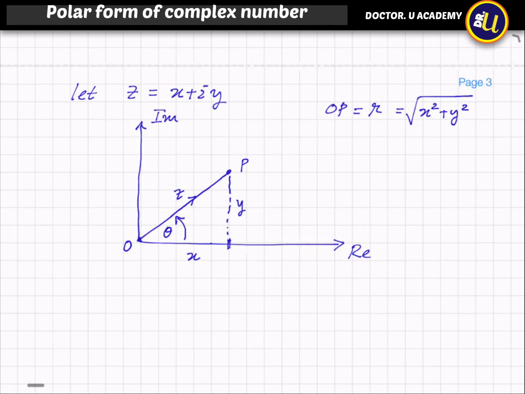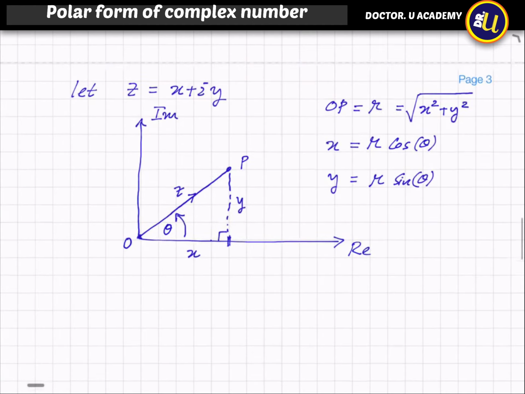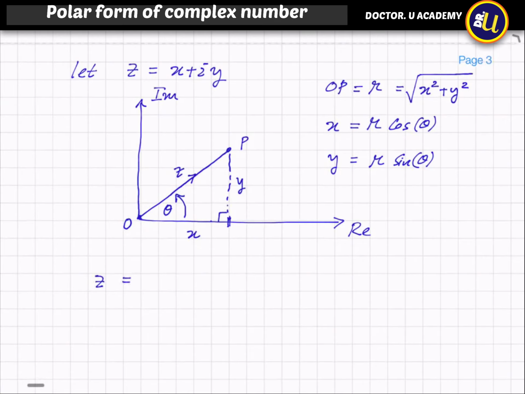Now how do you write x in terms of that? So x is nothing but r cos theta, you know, from this right angle triangle. Y is nothing but r sin theta. So what I will do now, I will write z is equal to x, which is r cos theta, plus i r sin theta. Now I can take r out, then I get r times cos theta plus i sin theta.